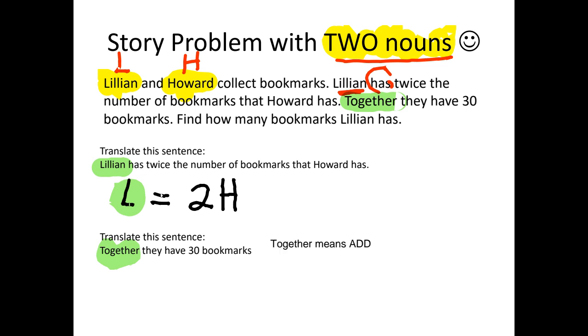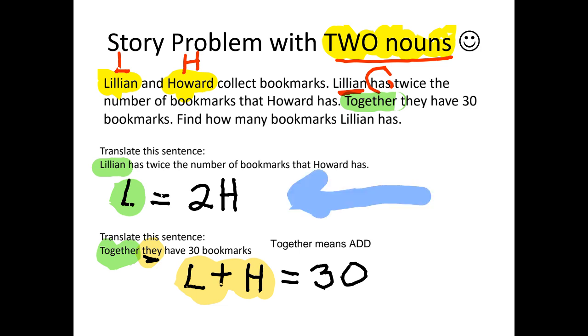Well, if it means add, that's saying, and notice the word "they," Lillian plus Howard have 30 bookmarks. "They" represents both people. It's the L and the H. That's what "they" means. Now, here's the funny part. I have this equation and I have this equation.